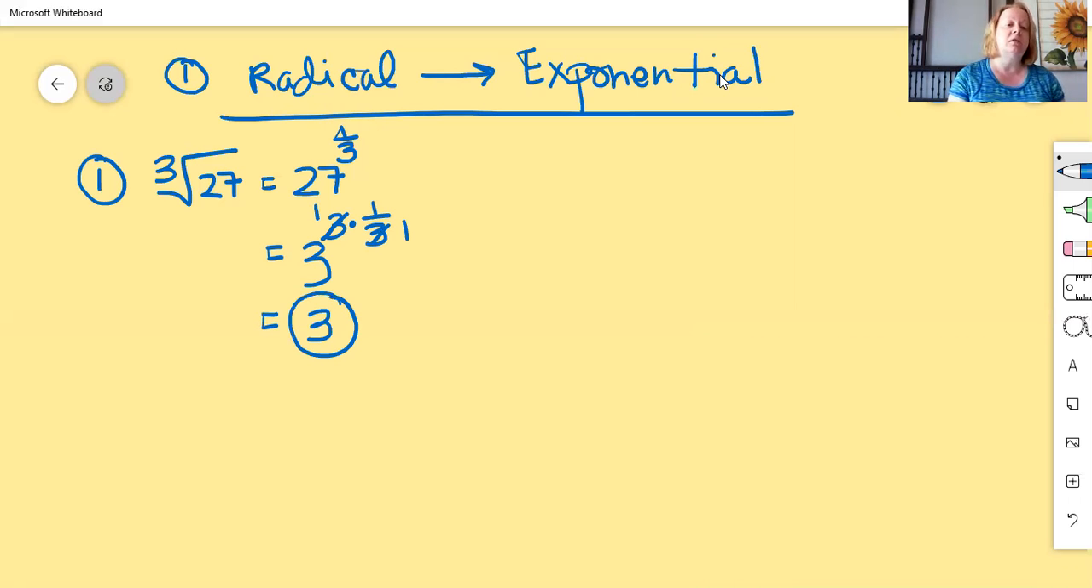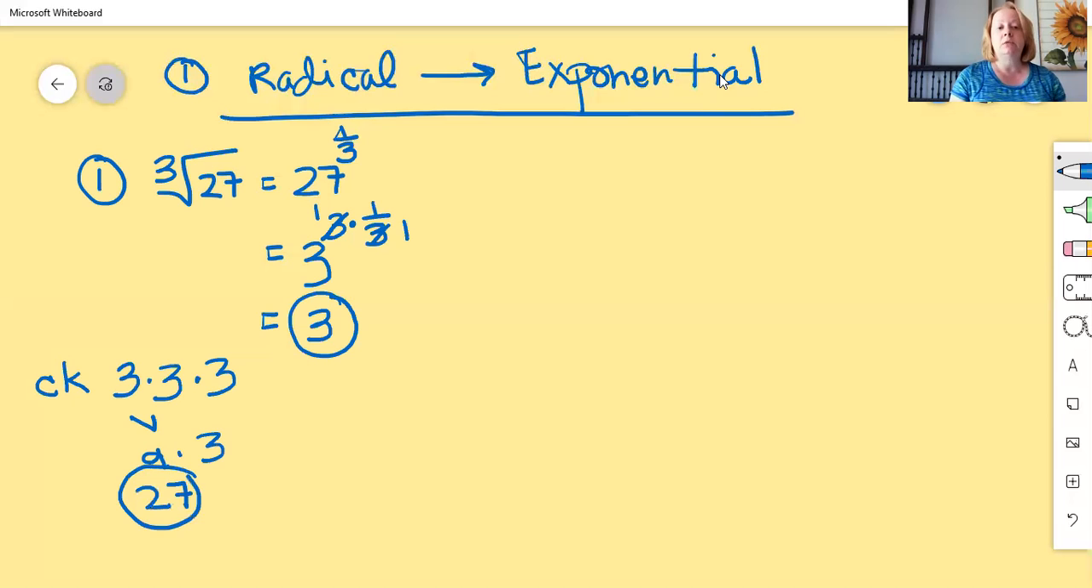Well, let's check ourselves here. Is 3 times 3 times 3 equal to 27? So this is going to be 9 times 3, and it is 27. So this matches my radicand here, and I know it's correct. And so the answer is indeed 3.